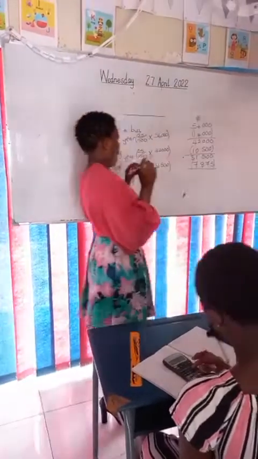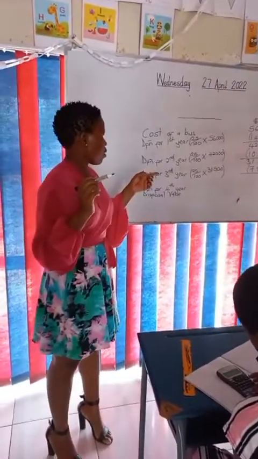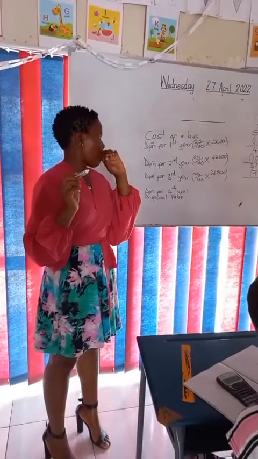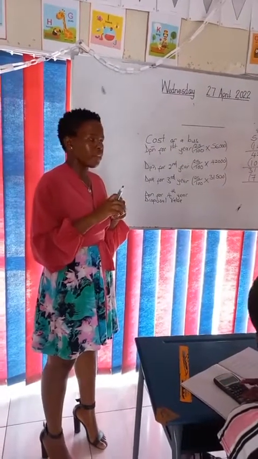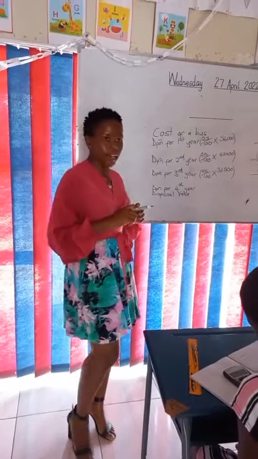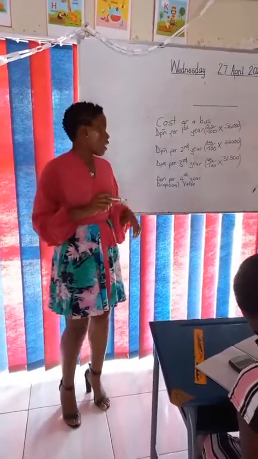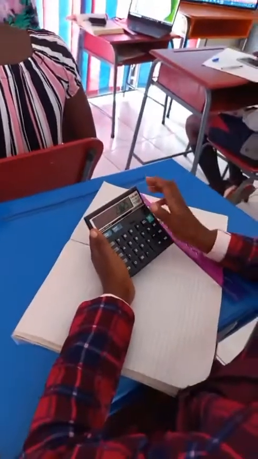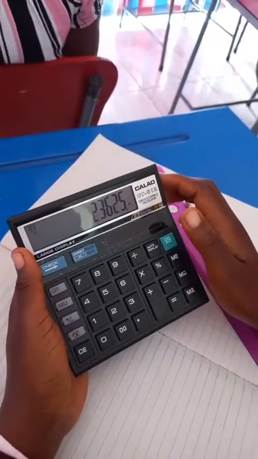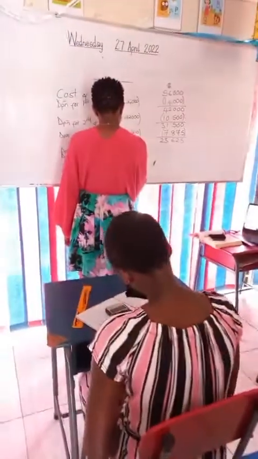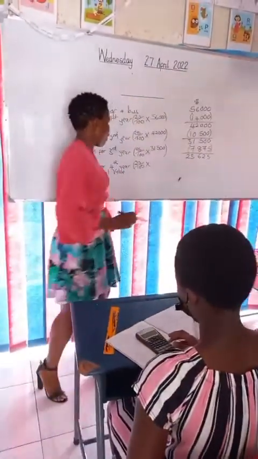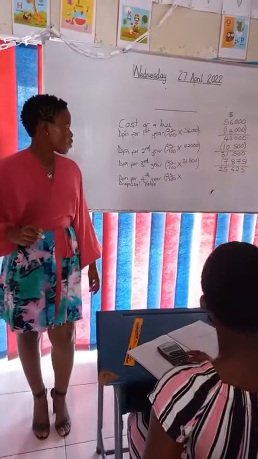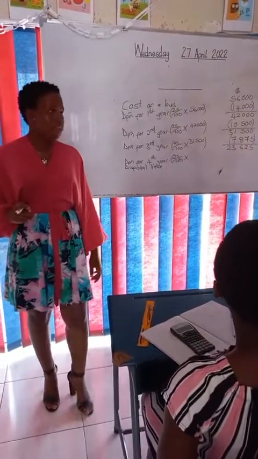So if we say 31,500 minus 7,875, what do we have? Let's calculate. 23,625. Yes, now let's go on to depreciation for the fourth year. It's now 25% of how much? 25% of how much, Stanley?